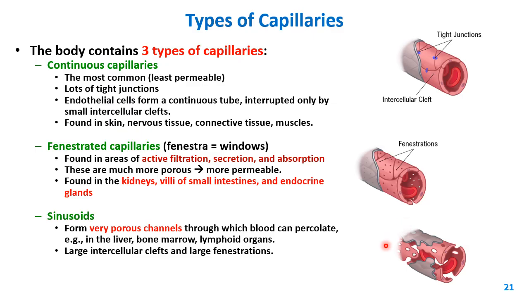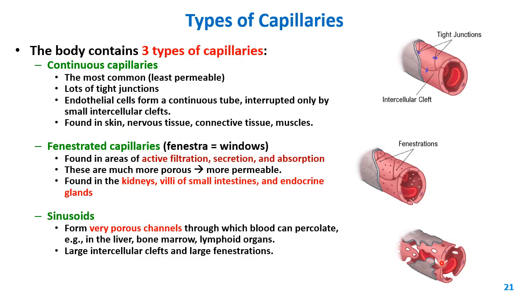You're going to find it in the liver, a very bloody type of organ. You're going to find it in the spleen and all other lymphoid organs, okay, like your lymph nodes. Okay, spleen, liver, and you're going to find it in the bone marrow. You're going to find it in the red bone marrow. Okay, so that's where you're going to find these huge spaces in the sinusoid capillaries, because you want a lot of stuff to be able to go through.